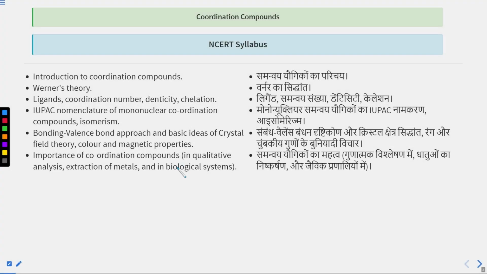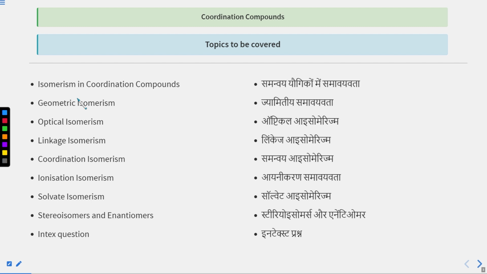Hello students. Today we'll talk about coordination isomerism. Our main focus will be on the isomerism part. So far we have covered up till the IUPAC nomenclature of mononuclear coordination compounds. So this part we have covered. Today our main focus will be isomerism. So let's start today's lecture.